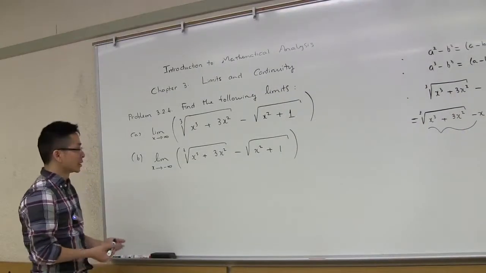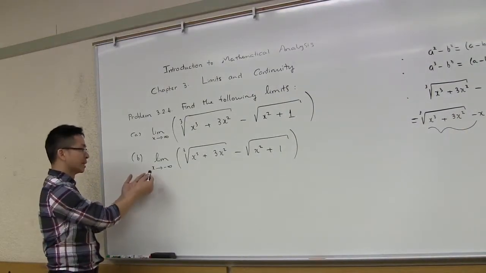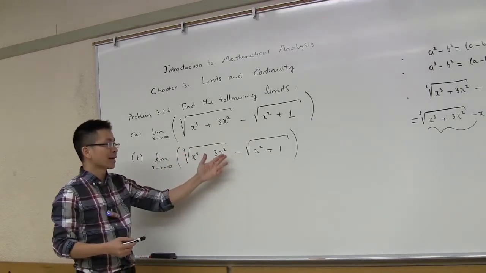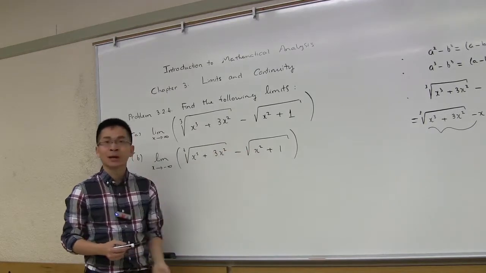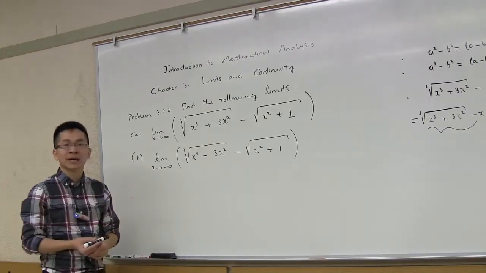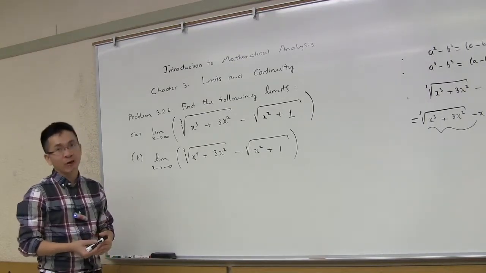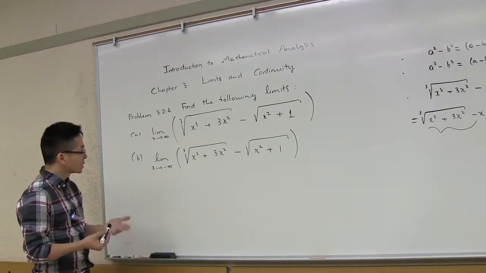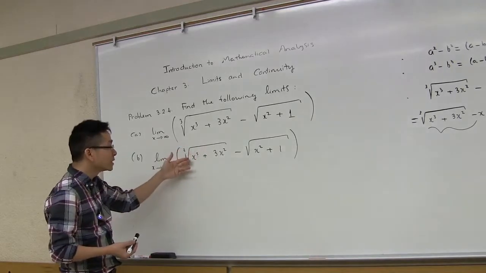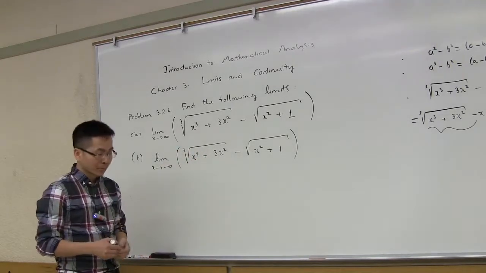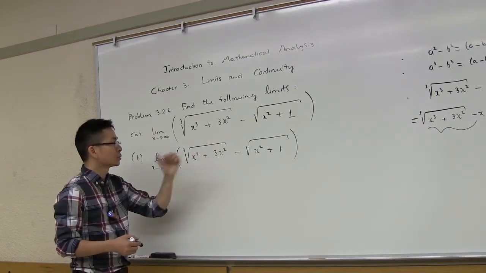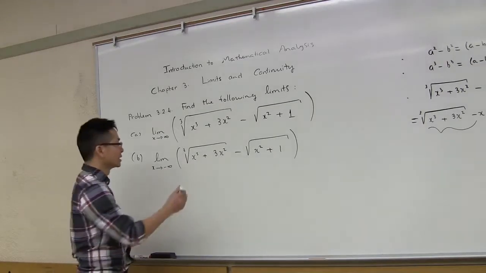Now we are going to focus on the second problem, in which we have to compute the limit as x approaches minus infinity of the cube root of x to the third plus 3x squared minus the square root of x squared plus 1. Before computing the limit, we have to determine whether the limit under consideration is of the indeterminate form or not. Okay. Now, as x approaches minus infinity, by ignoring the lower order term, over here we see that x to the third approaches minus infinity. Therefore, the cube root of x to the third plus 3x squared approaches minus infinity as well.